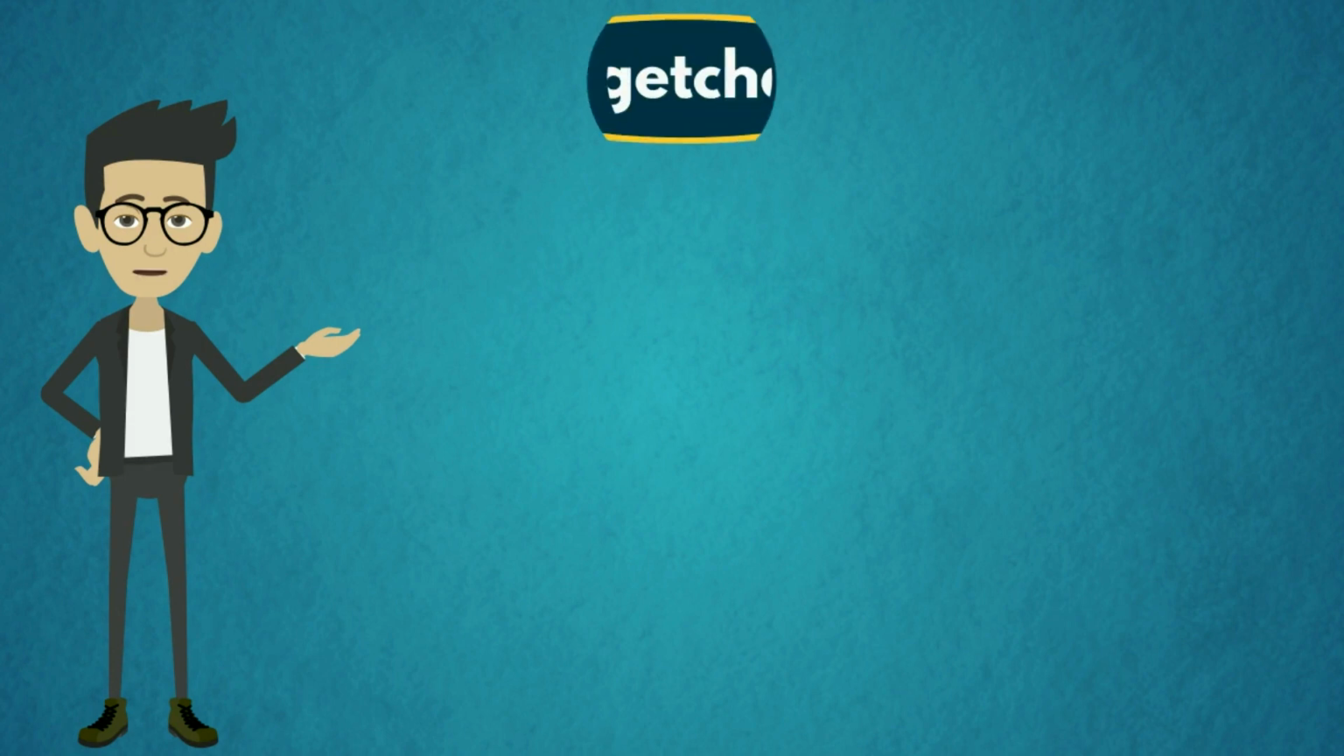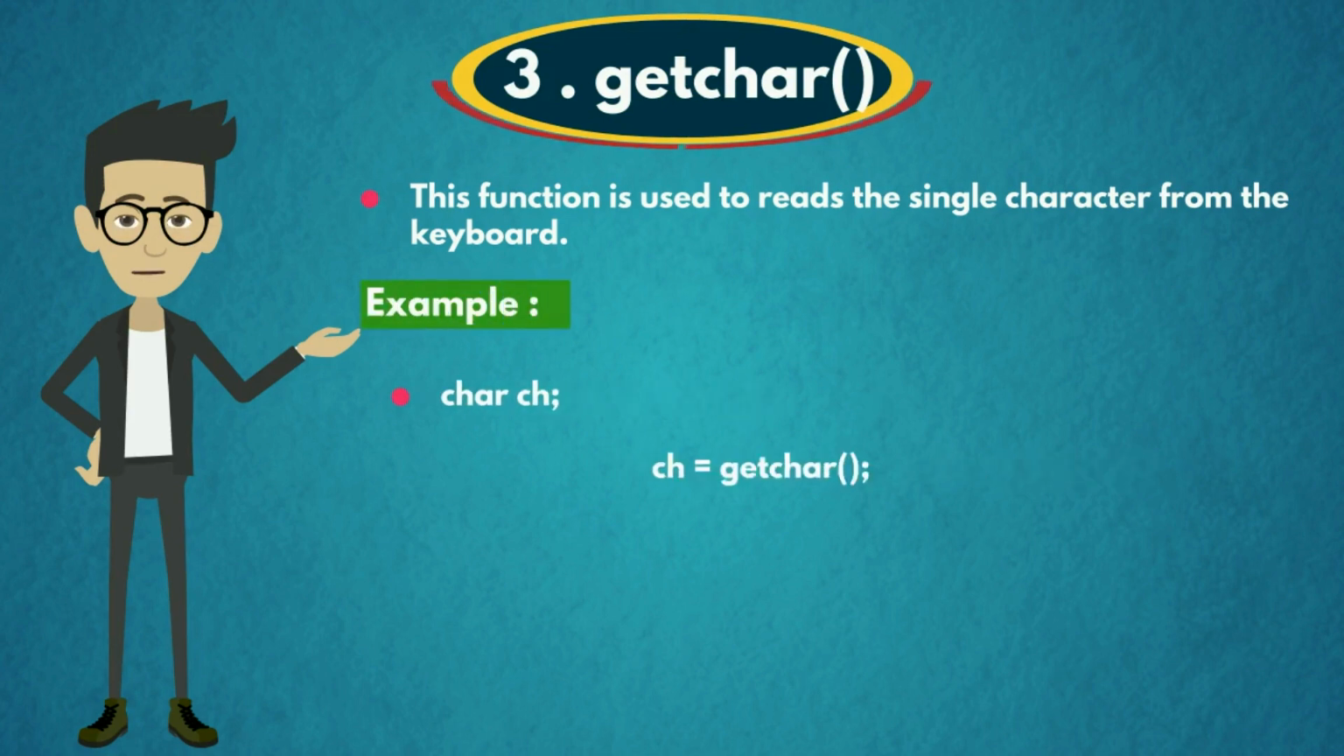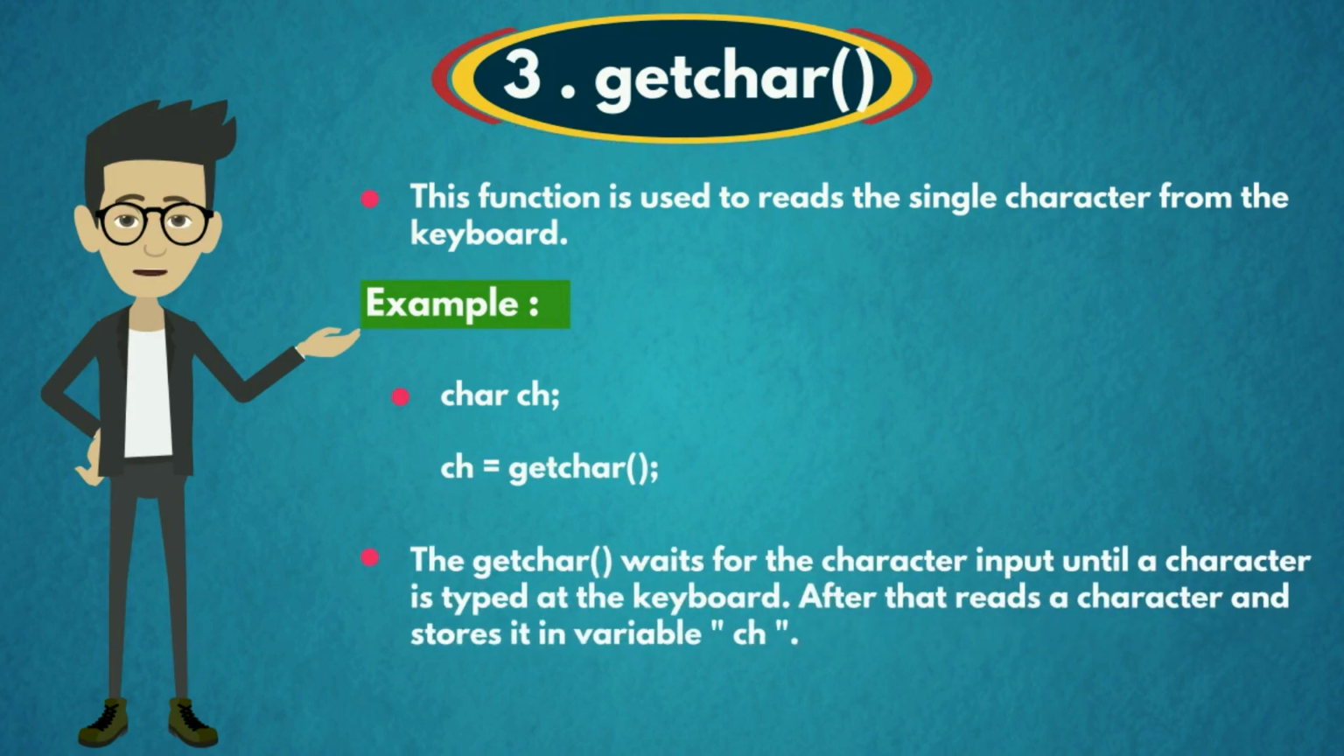The third IO function is getChar. This function is used to read a single character from the keyboard. Example, char ch. Ch equal to getChar method. The getChar waits for the character input until a character is typed at the keyboard. After that, it reads the character and stores it in variable ch.